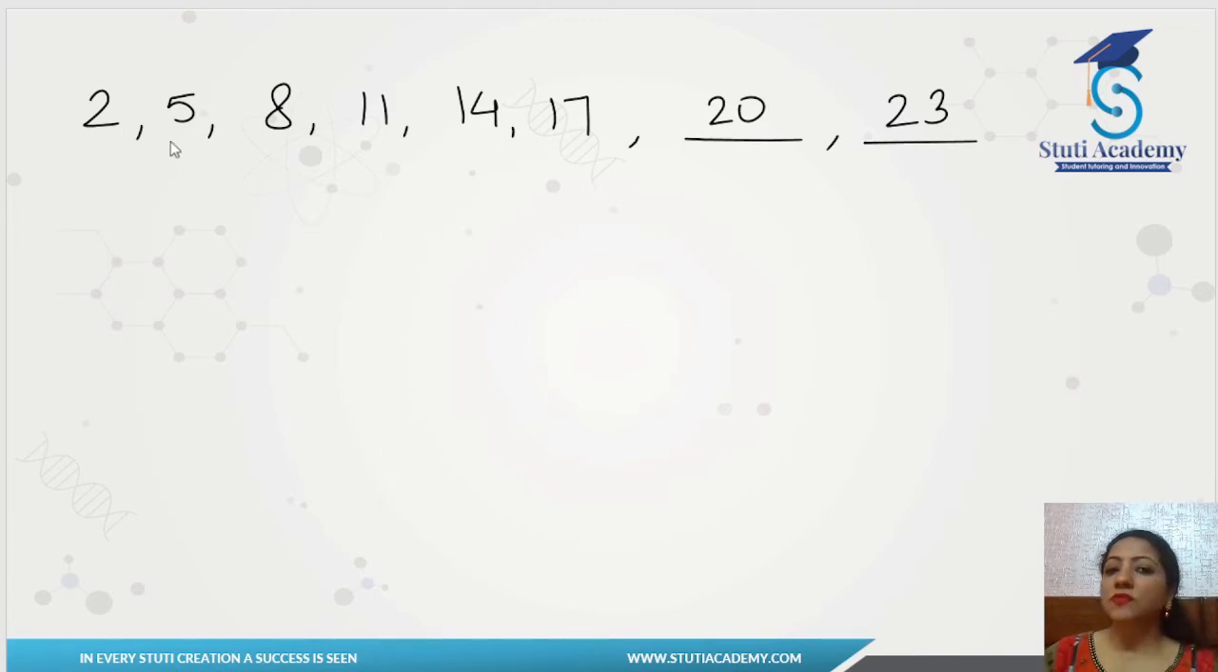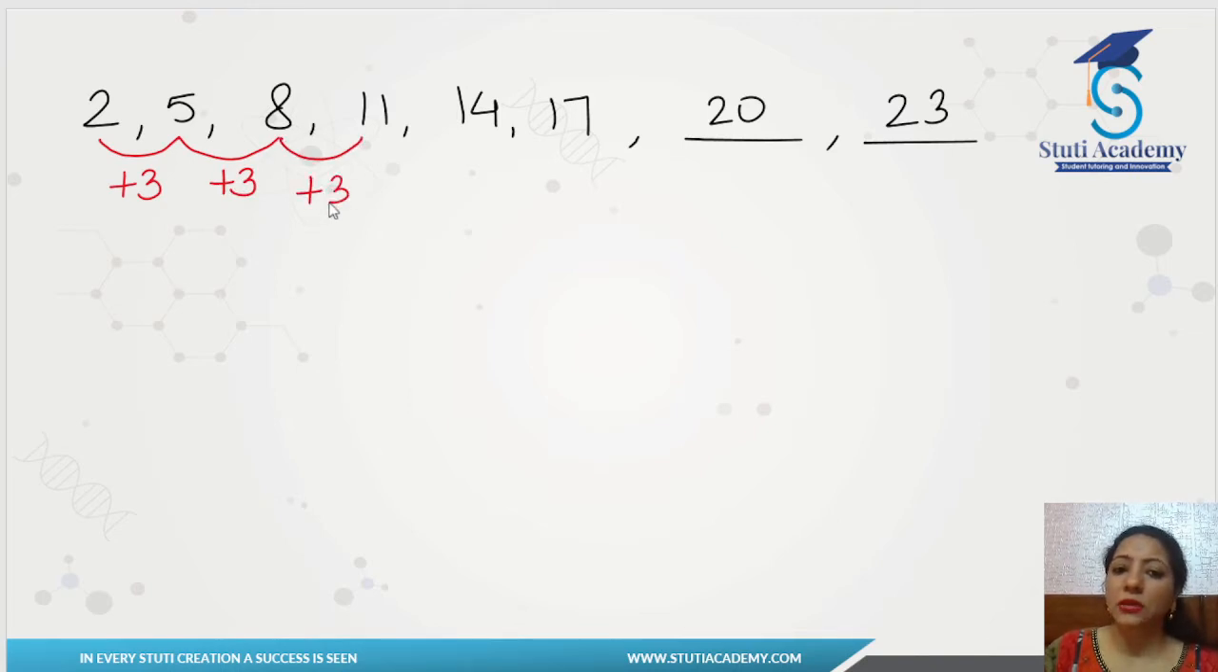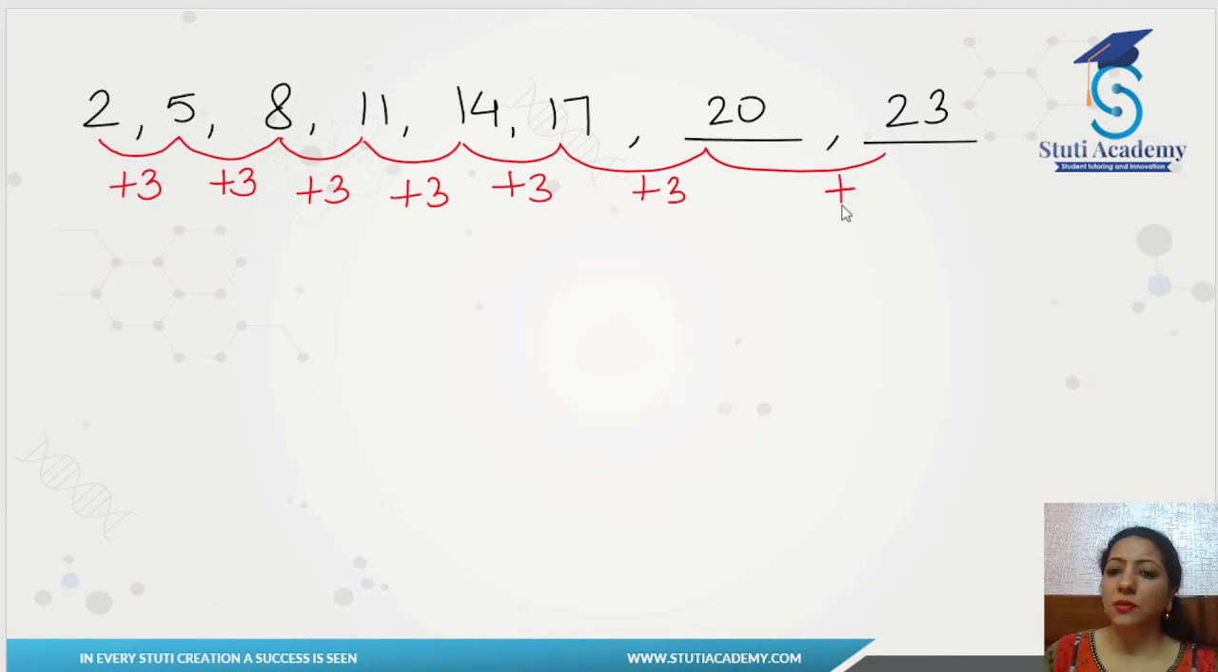Now, could you observe a pattern here? Yes, you're right. Every time we are adding 3. We started from 2 to go to 5, we are adding 3 here. Now 5 to 8, we are adding 3. So every time we are adding 3 to the previous number to get the next one. From 17 to 20, and from 20 to 23, we are adding 3. So every time we are adding 3.